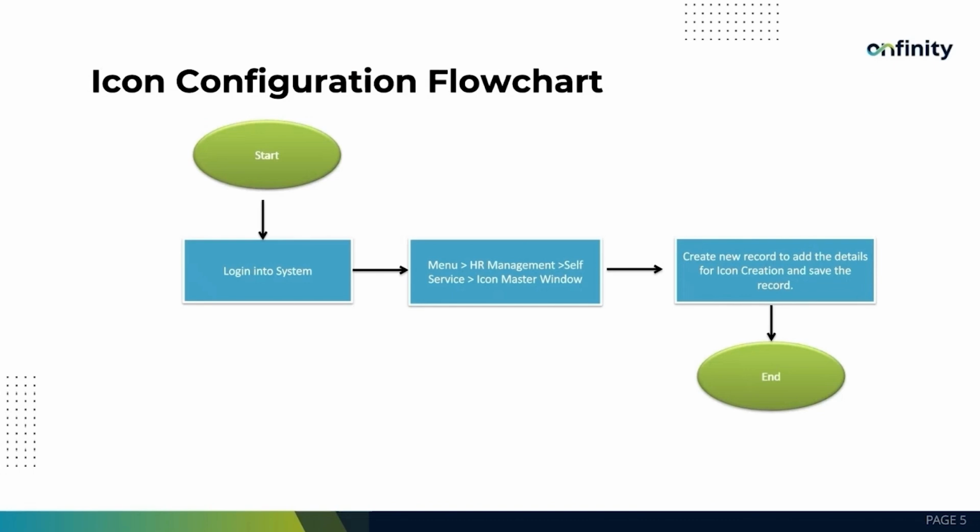Icon configuration flowchart is as below. HR administrator or HR executive will start creating this Icon Master in Onfinity Workforce Management module. User will log into the system with the help of menu. We have HR Management folder under which we have Self-Service section, in which Icon Master window is available. Next, create new record to add the details for icon creation and save the record, then this process will end.